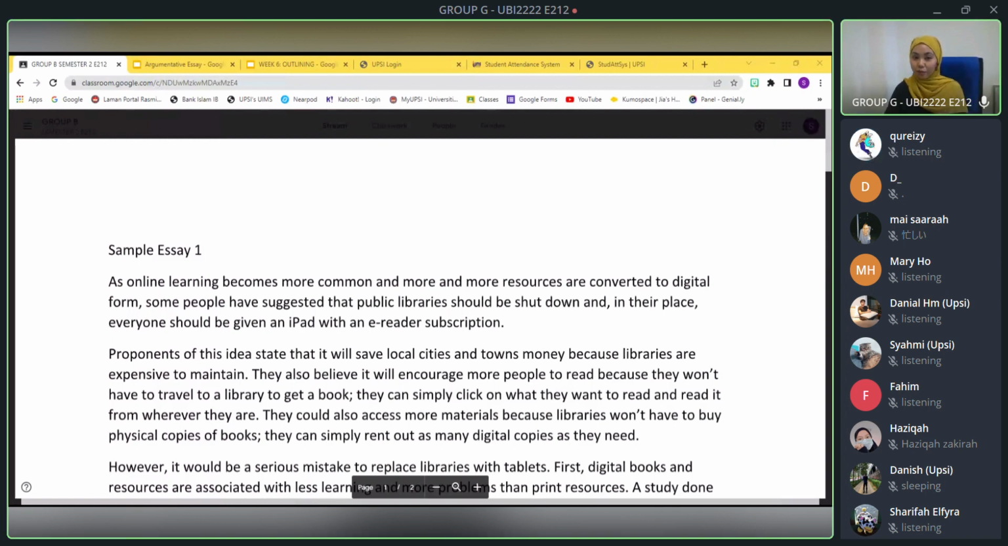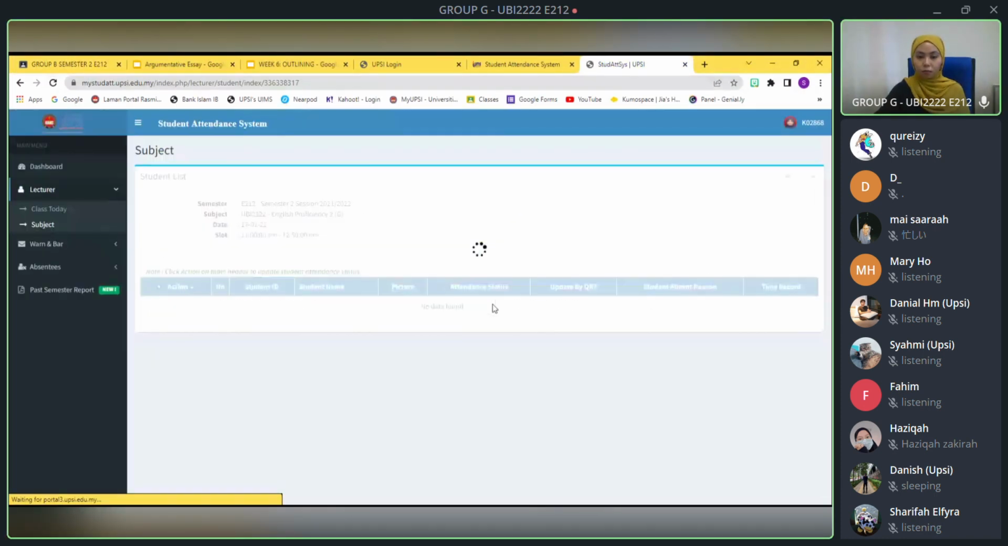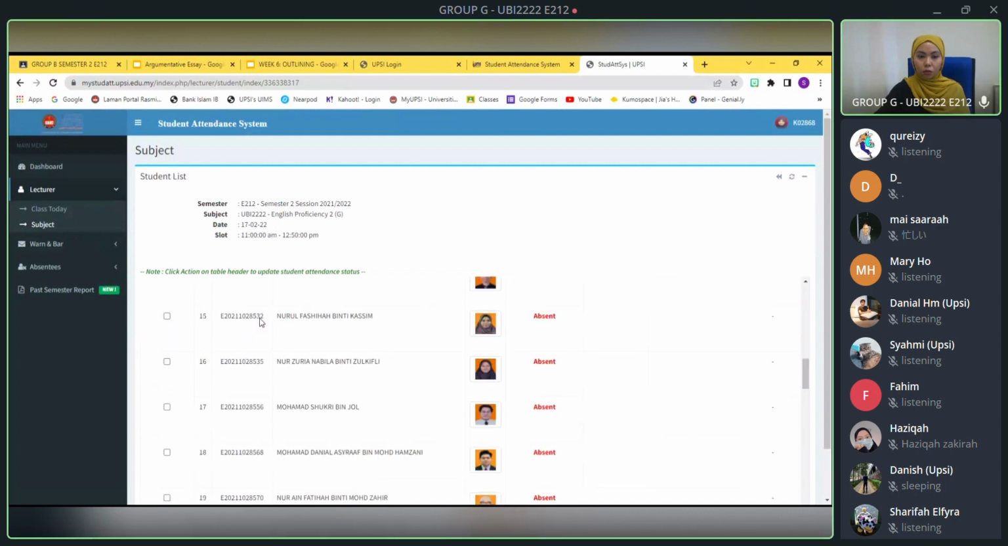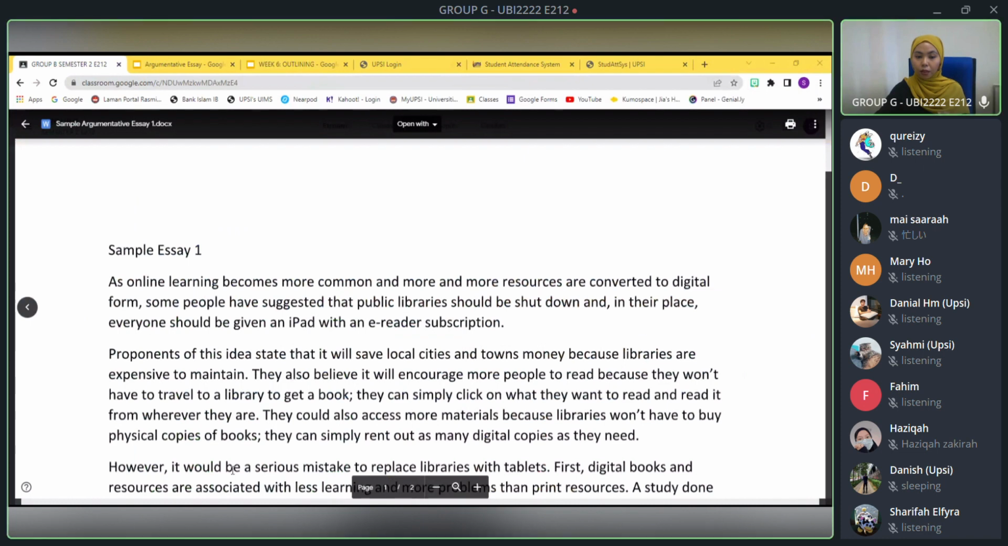Okay, so as a reminder, for those who have no idea what I'm talking about, you need to be in a group of 4. Let's see how many of you are in this group. Sorry, group G, there are 42 of you, meaning that we are going to have 10 groups. 8 groups consist of 4 members and another 2 groups will have 5 members.